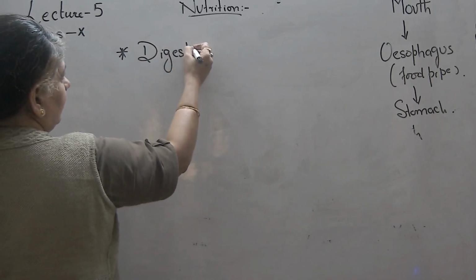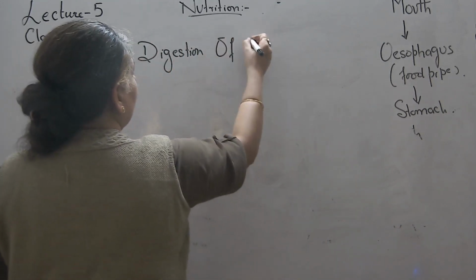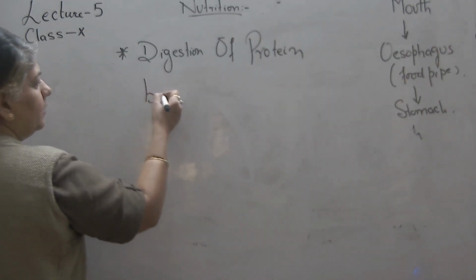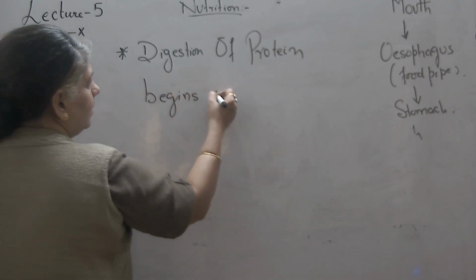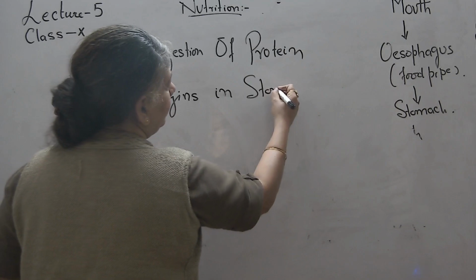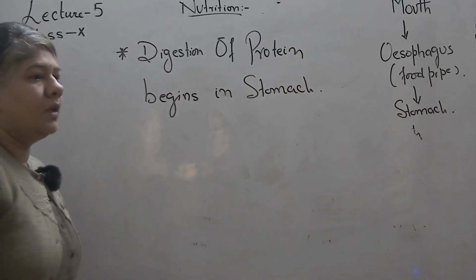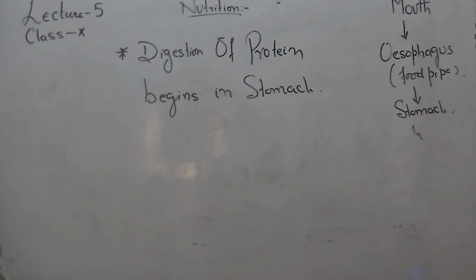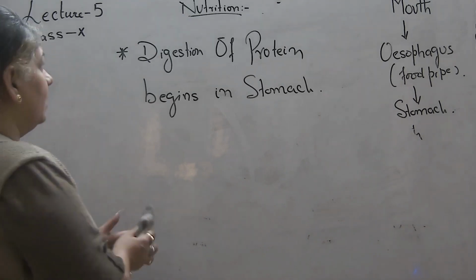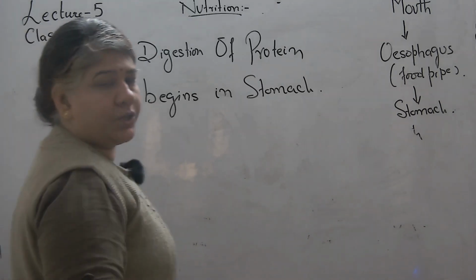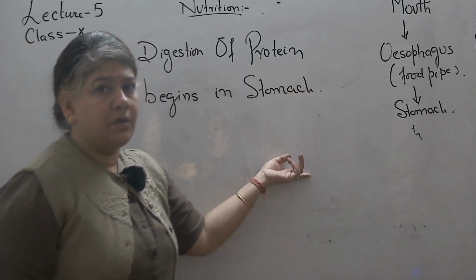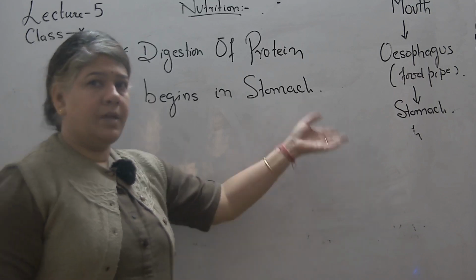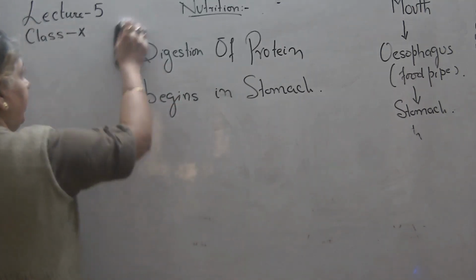Digestion of protein begins in stomach. So this is one of the important points that is often asked in MCQ and also in assertion reason type question. This statement may be given and another statement may be that protein is digested with the help of enzyme dash dash. Name may be given. Okay.